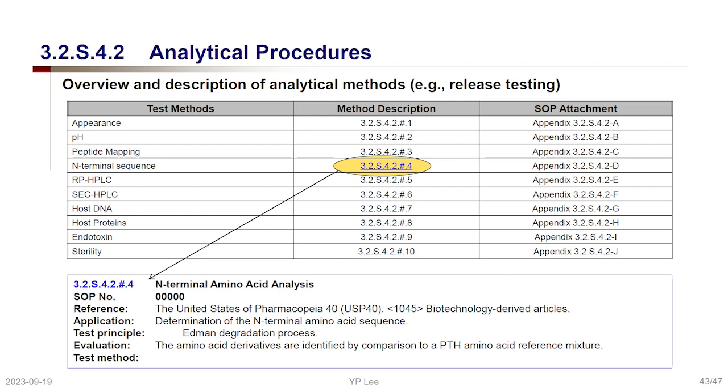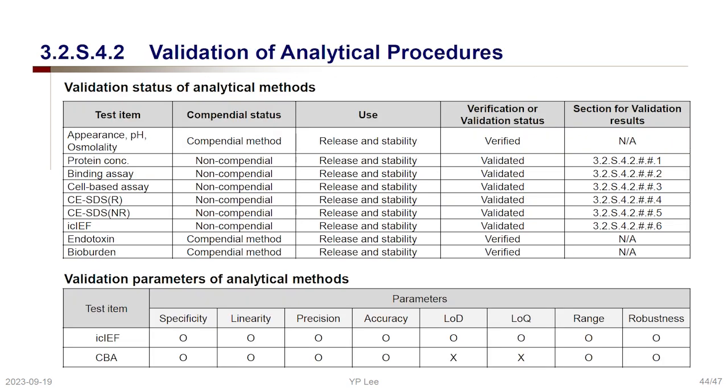The SOP can be attached, or the method description, the SOP, can be a part of the main body of the CTD. There is a typo. This is not 4.2, it's 4.3. Here, we include validation of the analytical procedures. The validation status of the method needs to be provided to show the overview of all analytical methods and their validation status. You can see whether it is compendial or non-compendial, there is a different category.